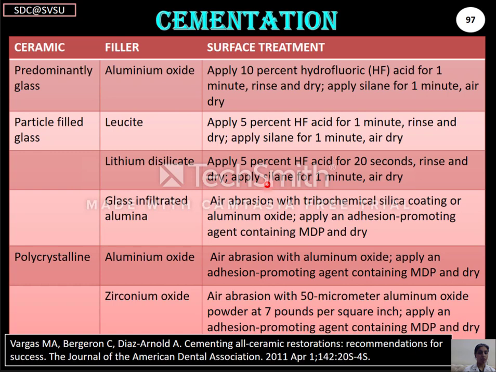In glass infiltrated alumina, air abrasion with tribochemical silica coating or aluminum oxide is done, followed by application of an adhesion promoting agent containing MDP, which is then dried. In polycrystalline ceramics with filler particle as aluminum oxide, air abrasion is done with aluminum oxide, followed by application of adhesion promoting agent containing MDP, which is then dried. In zirconium oxide as filler particle, air abrasion with 50 micrometer aluminium oxide powder is done, followed by application of adhesion promoting agent containing MDP, which is then dried.